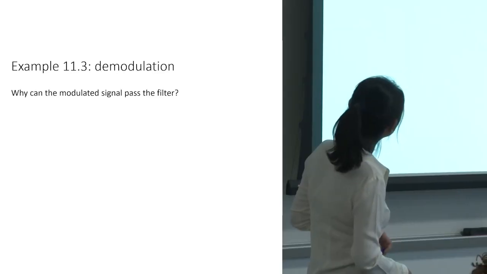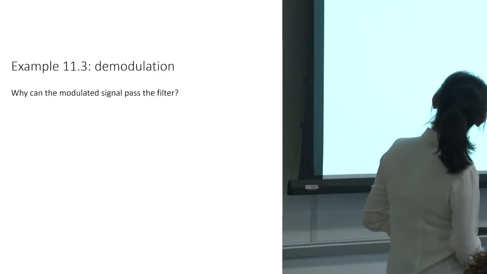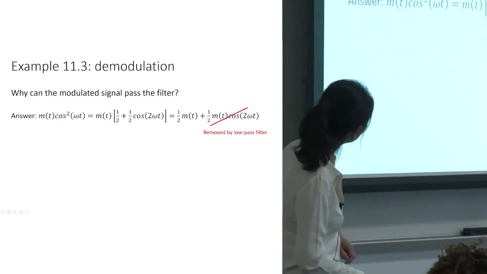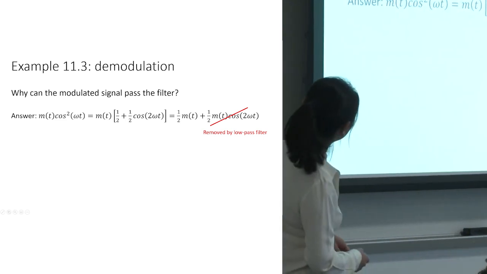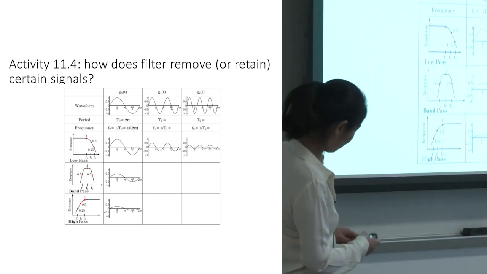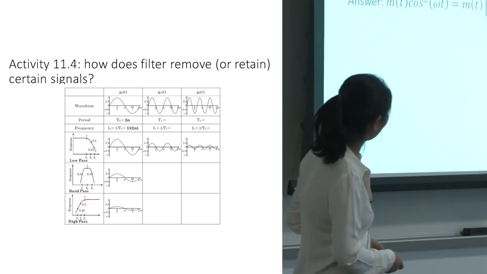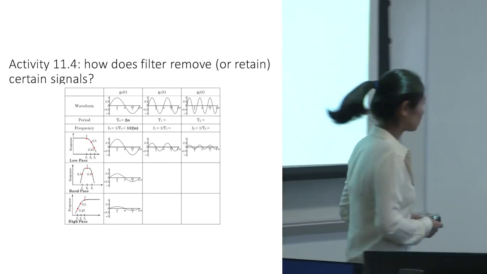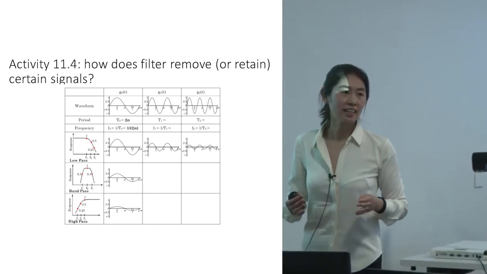And there's other things. Why can the modulated signal pass the filter? Yeah, this is what we did earlier. This is all the math, and then all the detail just repeat myself. Okay, so that's it about that exercise. Okay, so how does the filter remove or maintain certain signals?